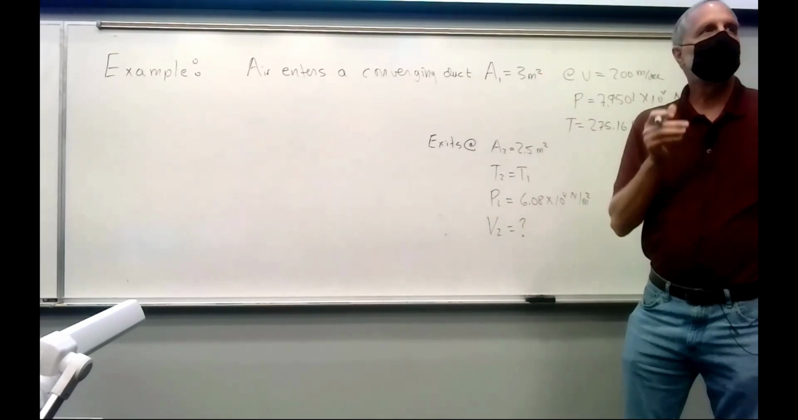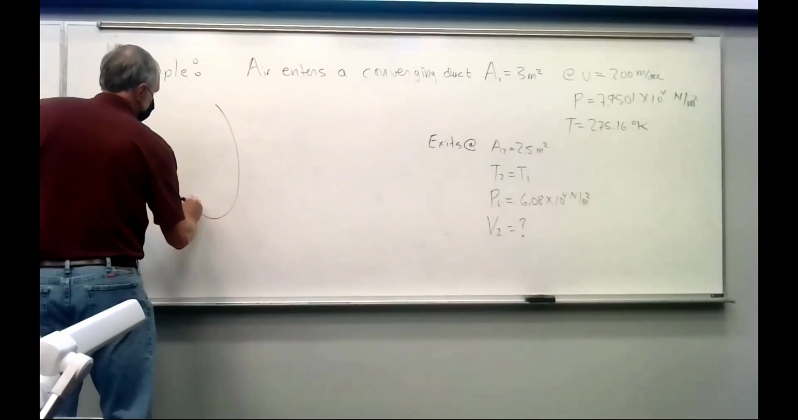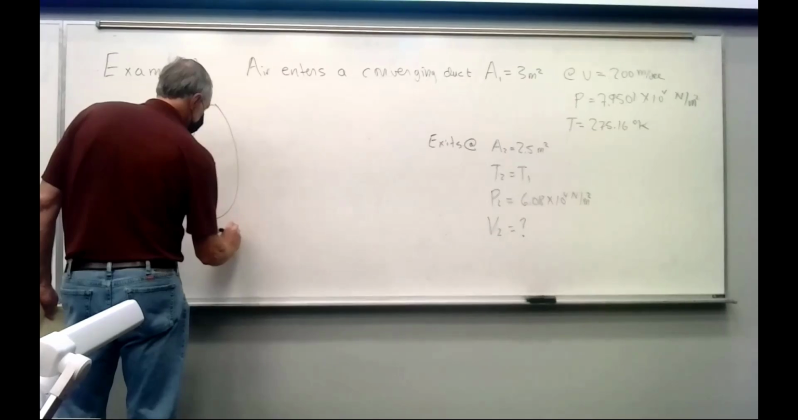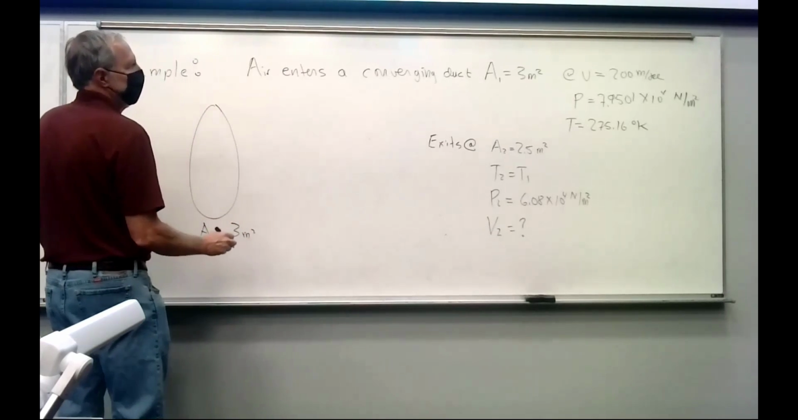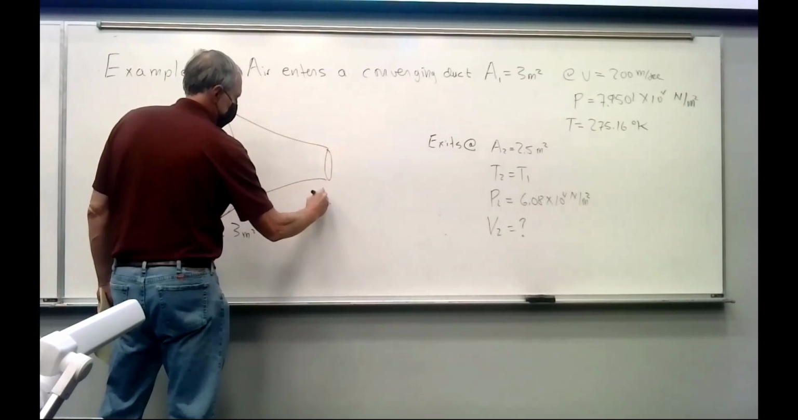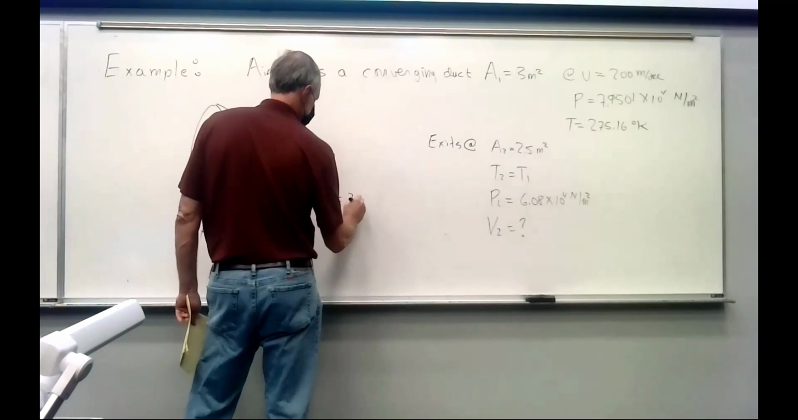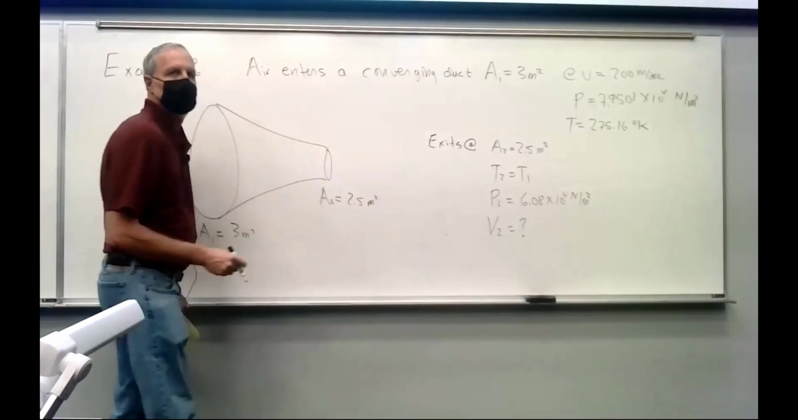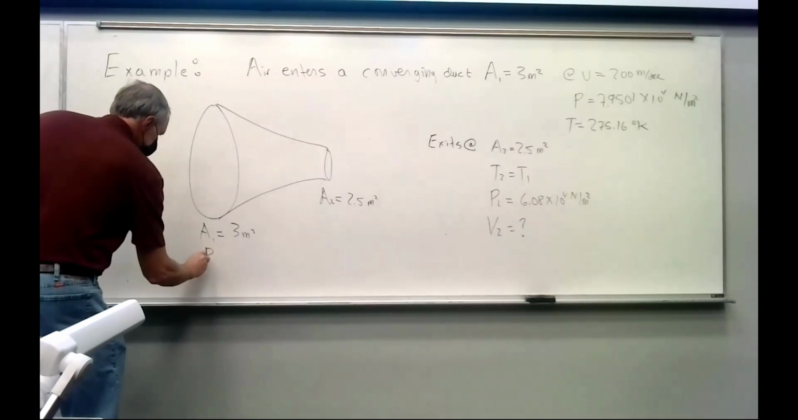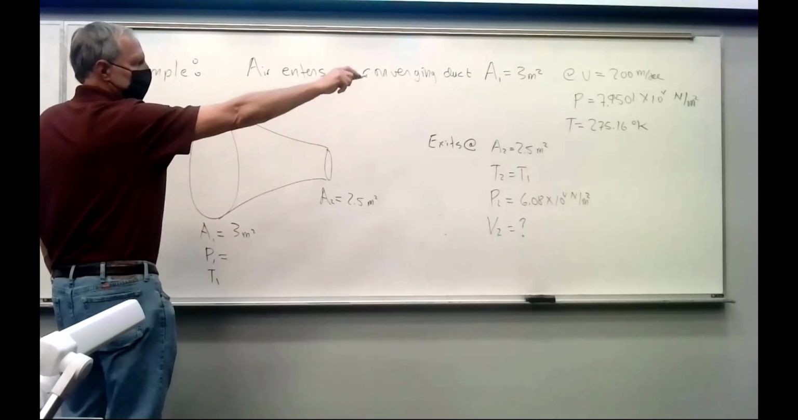So like last time I said, draw a picture. So we'll draw the inlet area and we'll label it. And then it's converging, which means that the area is going down. And we're given the dimensions here. I exaggerated, it doesn't go down that much. And the pressure and temperature we know. I'm not going to recopy the numbers.